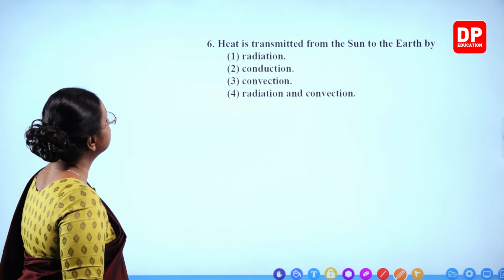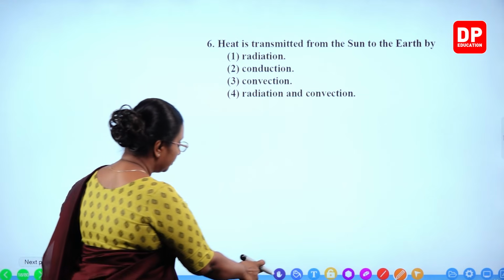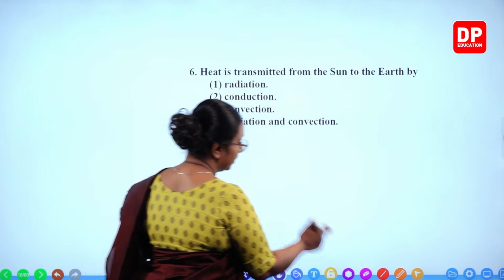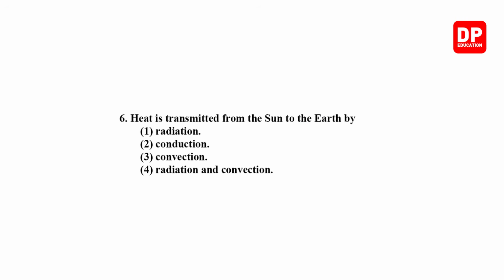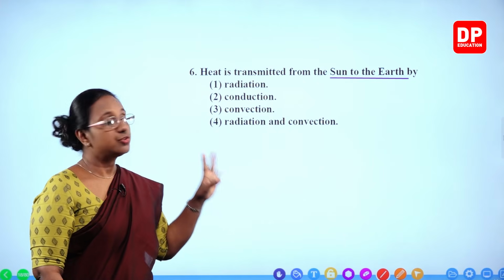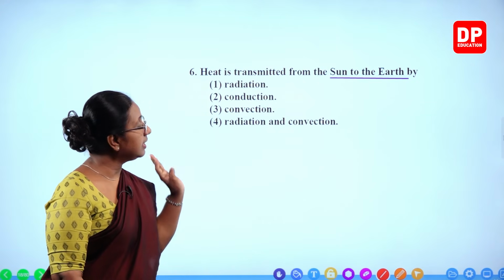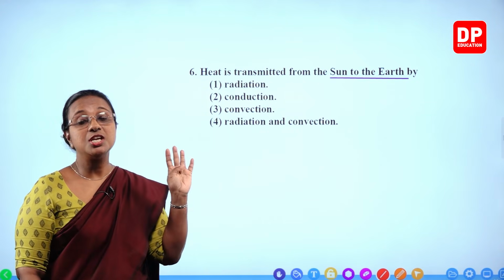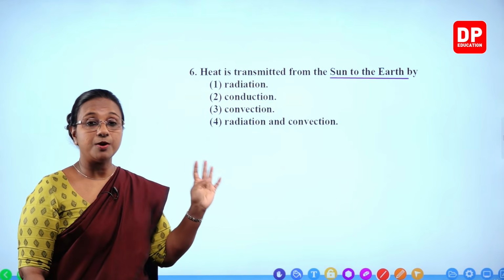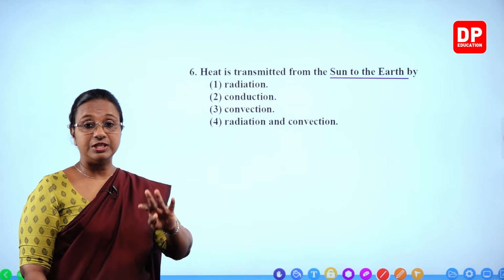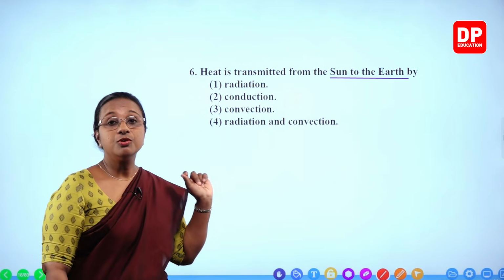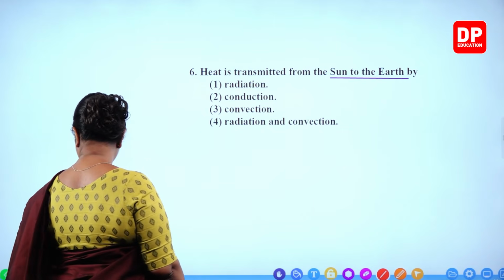Question number 6. Look at the question. Now here, heat is transmitted from the sun to earth by radiation, conduction, convection, radiation and convection. So you all are familiar with the 3 ways in which heat is transferred from one object to the other or one place to the other. We will try to go through these 3 methods initially.